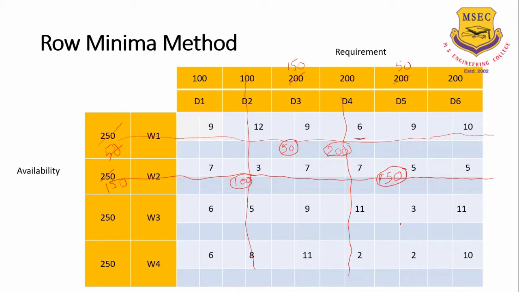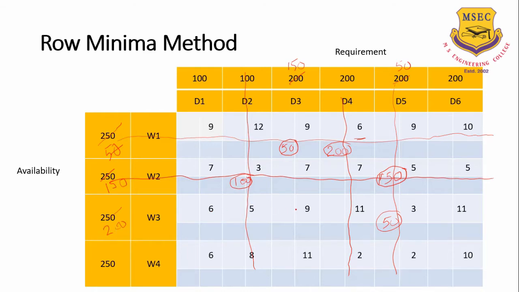So that is from W3 to D5. My requirement is 50 and my availability is 250. Therefore, I can transport 50 units from here. So 50 units means that if I look at the total requirement at D5, it's 200. Therefore, this gets cancelled. The D5 column gets cancelled and this reduces from 250 to 200.